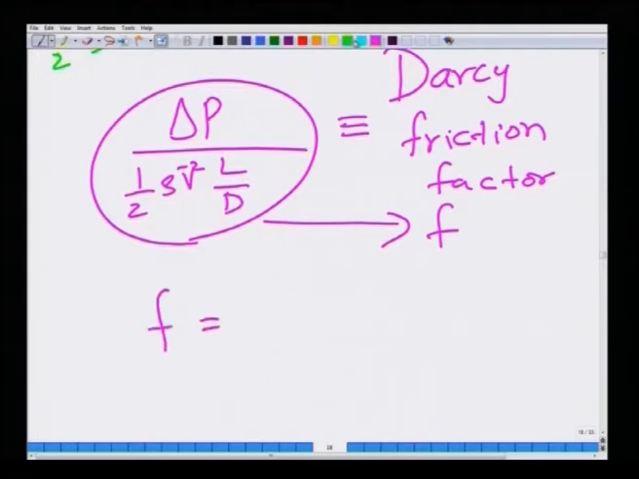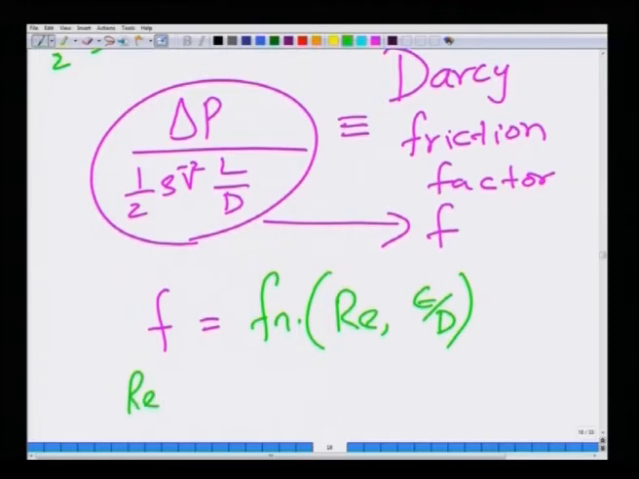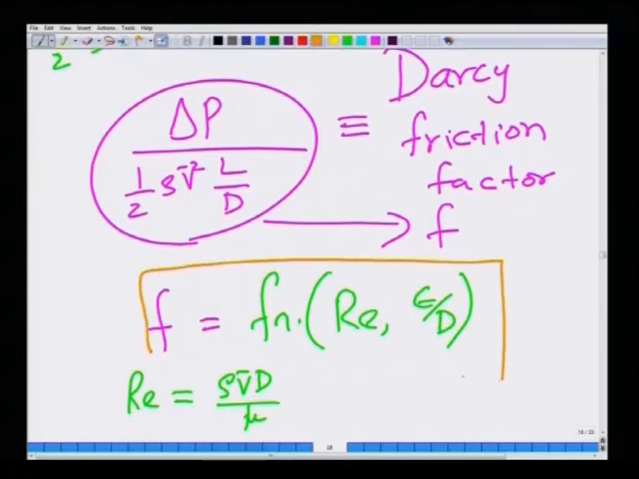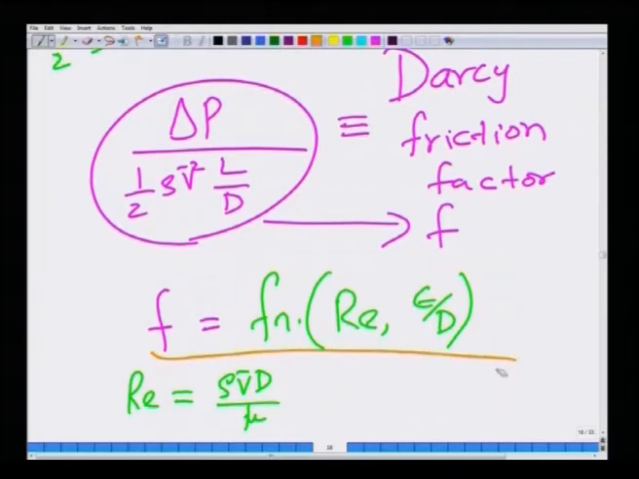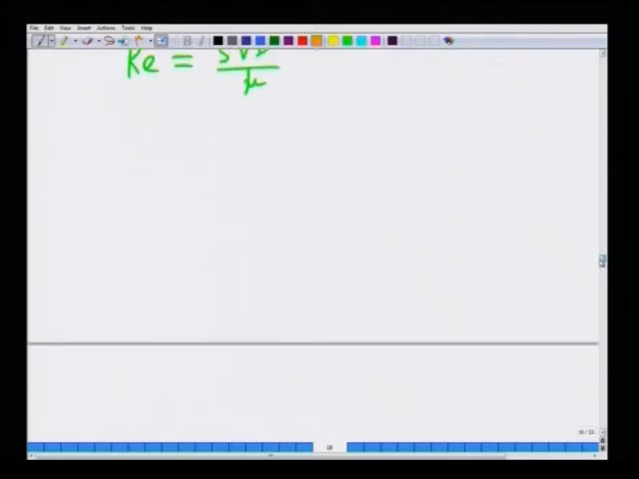So, F is a function of Re and epsilon by d, where Re is the Reynolds number based on the average velocity in the pipe and the diameter of the pipe. So, this is what dimensional analysis is telling us for the pipe flow problem: the friction factor, which is essentially a non-dimensional pressure drop, is a function only of the Reynolds number of flow as well as the pipe wall roughness.